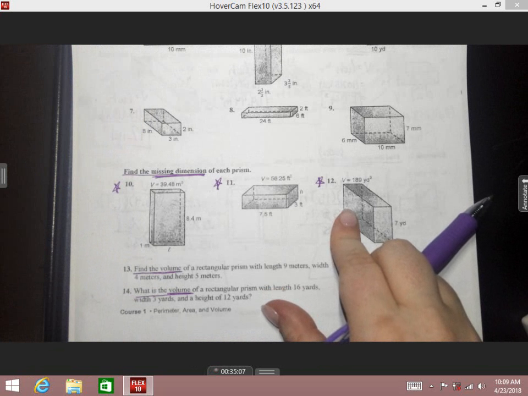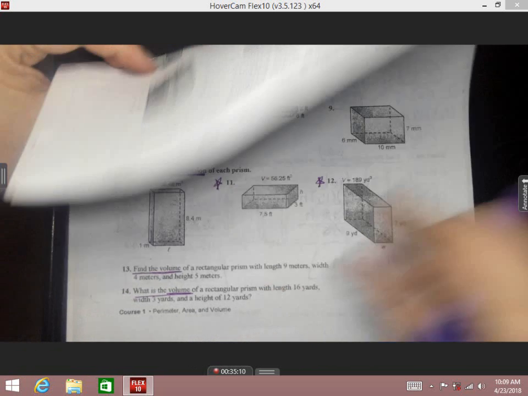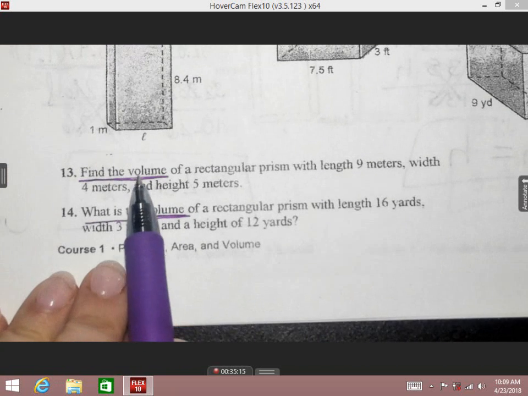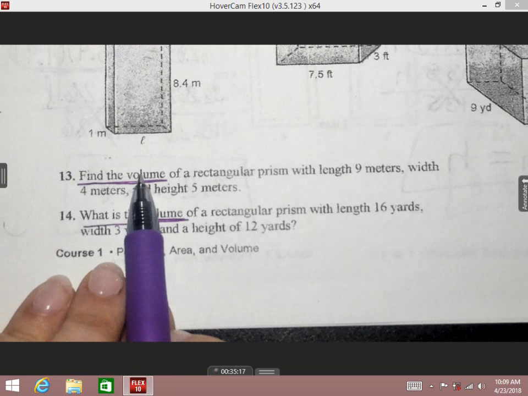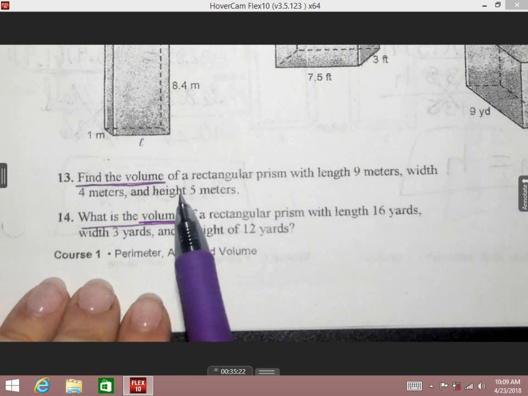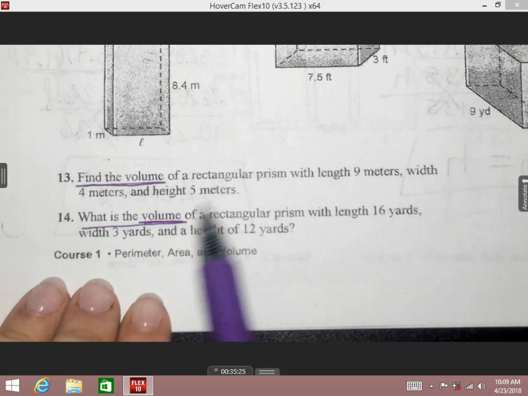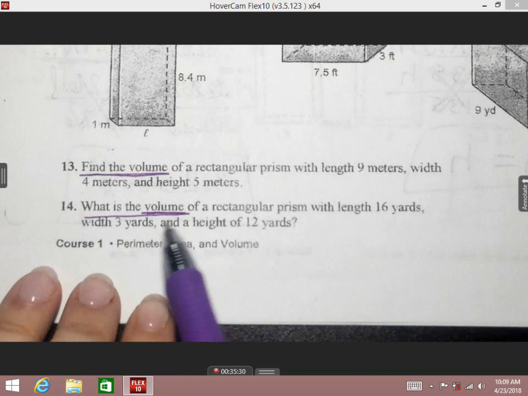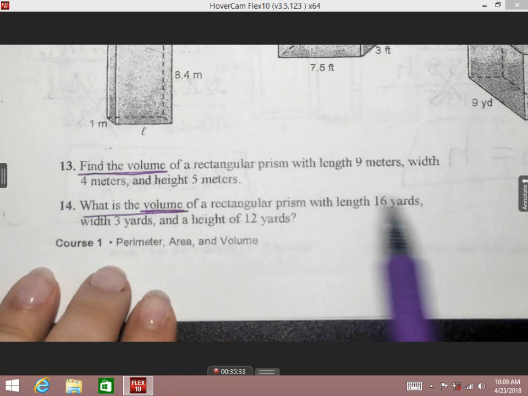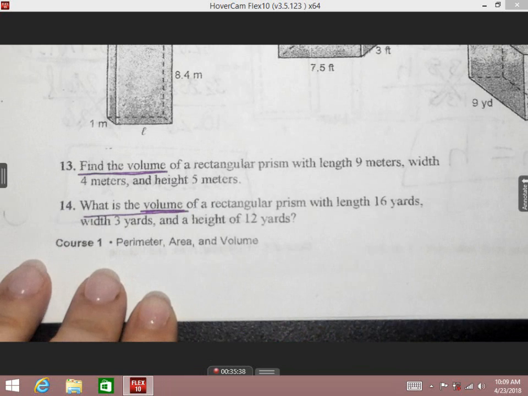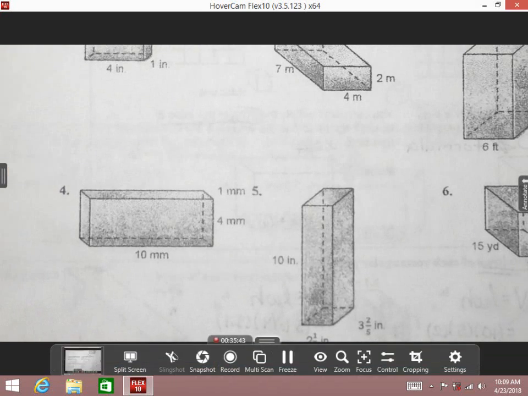Number 13 and 14, I'm going to zoom in a little bit on that. Number 13, what does that say? Find the volume. Are you looking for a missing dimension there anymore? No, and look, it says the length, 9, the width, 4, the height, 5. You don't have to draw anything out. Just use your formula, write your numbers, find your answer. Same thing here. Find the volume. Write your formula, write your numbers, length, width, height, and then write your answer. Okay? All right, guys, we got about 9 more minutes. Let's get as much of this done as possible.